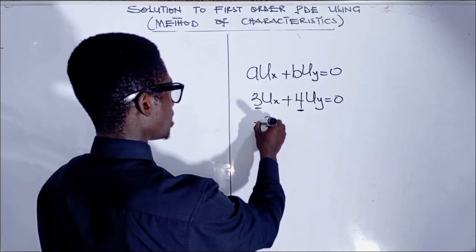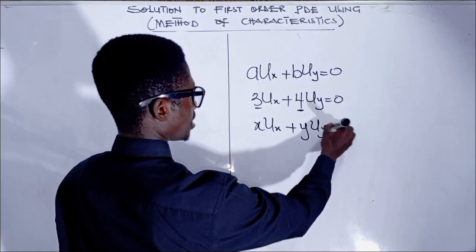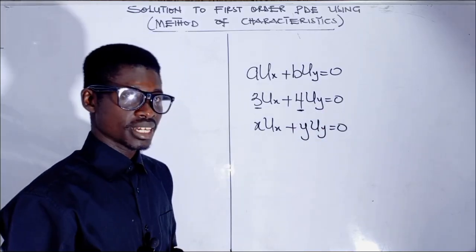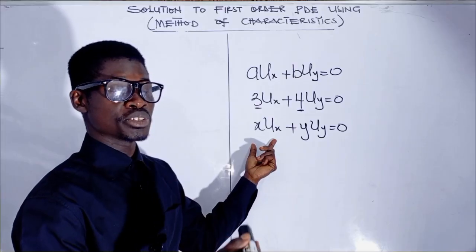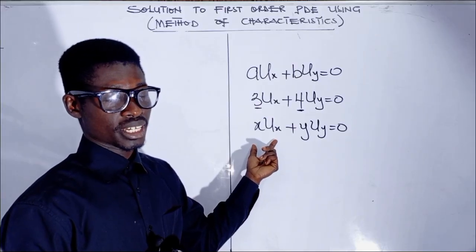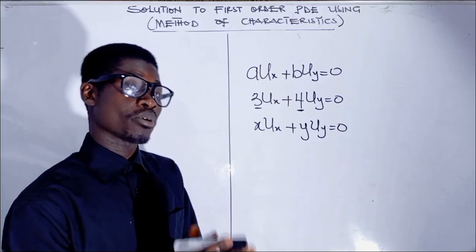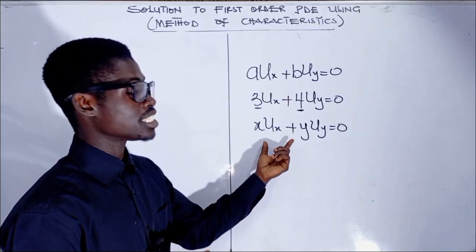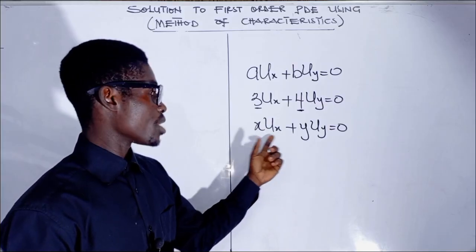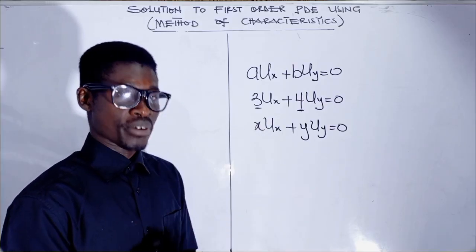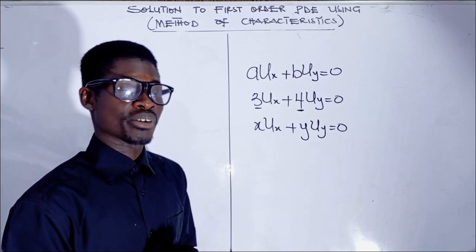Let's say xux plus yuy is equal to 0. Since the coefficients are no longer constant, we can't make use of the directional derivative approach. If that happens, then we have to go in for a stronger and more powerful method to help us find the solution to this PDE of this form, where the coefficients are what? Variables. And this calls for what we call the method of characteristics.